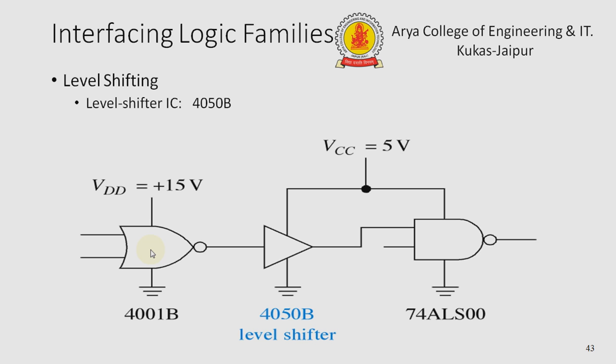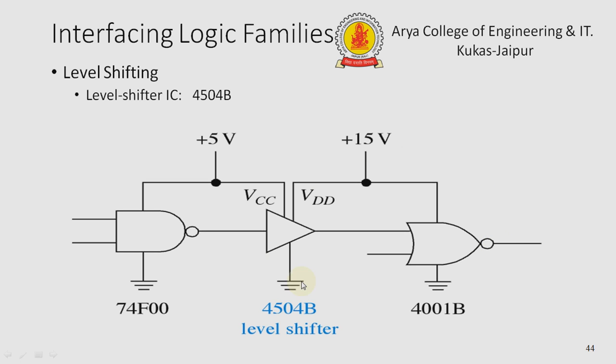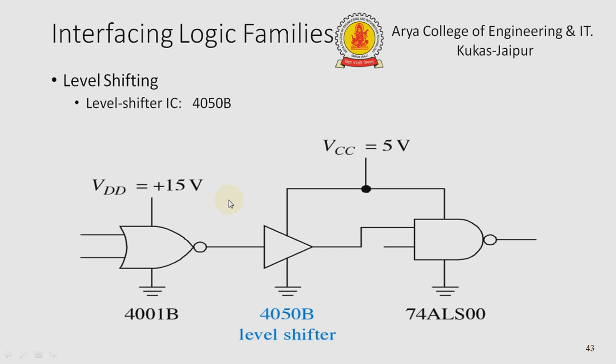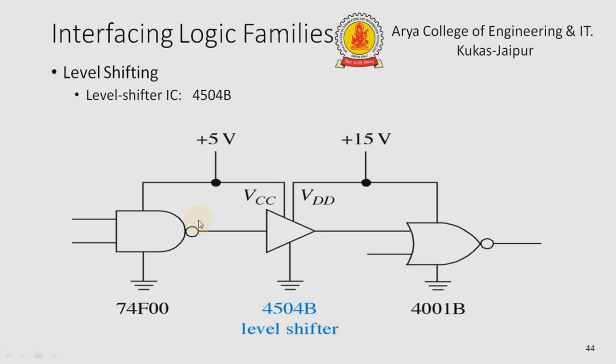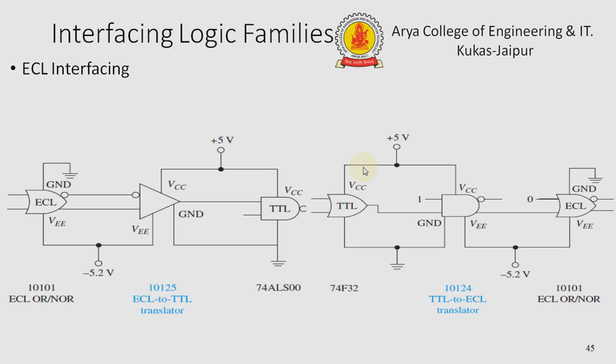So here for level shifting between these logic families, a level shifter IC is applied, and this level shifter IC can shift the output voltage up. Here is the second type of level shifter IC. In the previous one the input voltage is high and output voltage is low, so a low voltage is applied, and in the next one the input voltage is low and output voltage is required high, so a high output is applied to the level shifter IC.